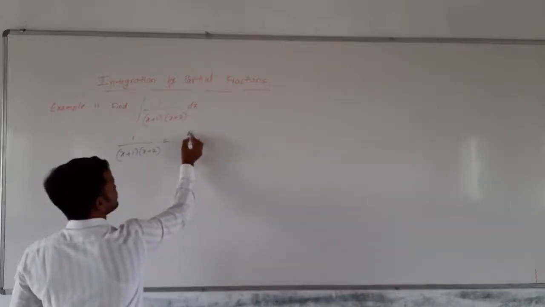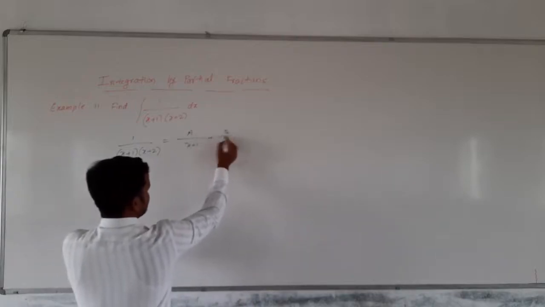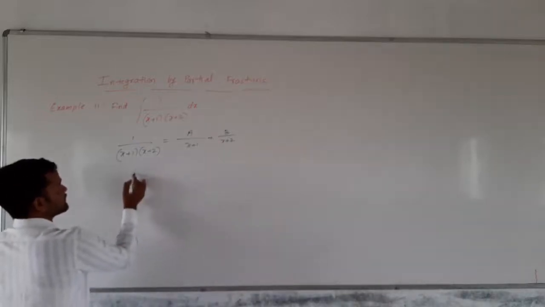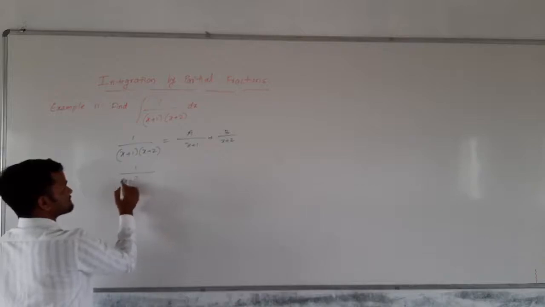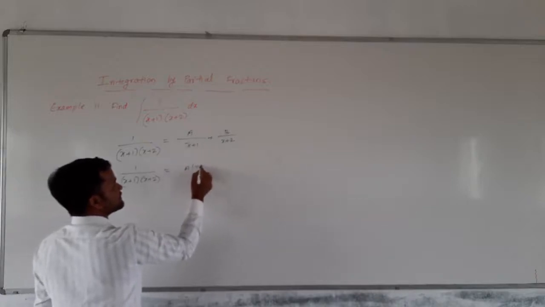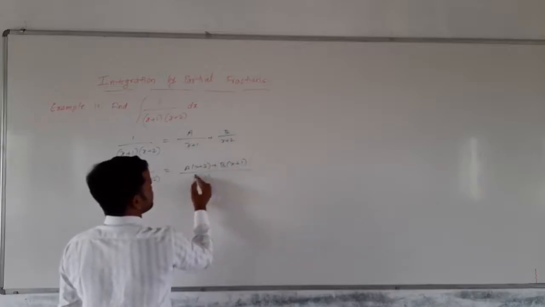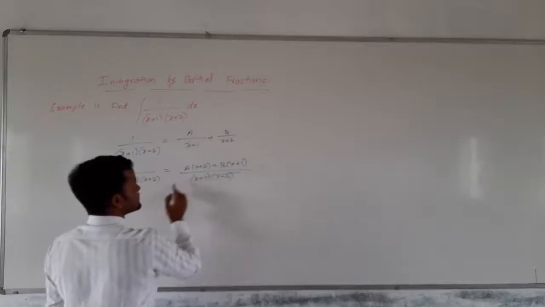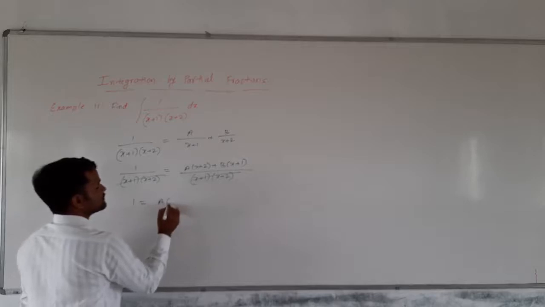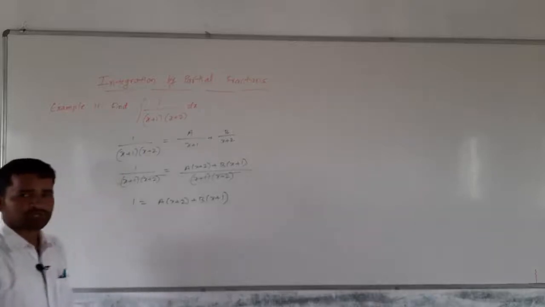X plus 1 is there, this we will take it as a by x plus 1 plus of, next we will take this as b by x plus 2. Then left hand side it is as it is 1 by x plus 1 into x plus 2, and right hand side we will cross multiply: a into x plus 2 plus b into x plus 1 divided by x plus 1 into x plus 2. Both sides x plus 1 into x plus 2 gets cancelled out. We have 1 is equal to a into x plus 2 plus b into x plus 1.